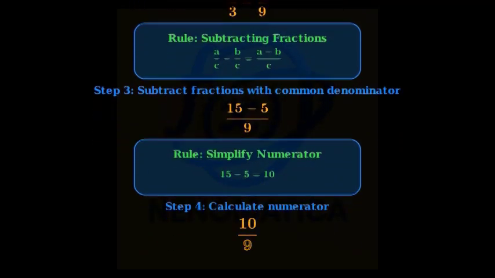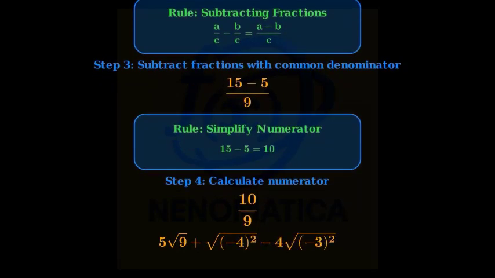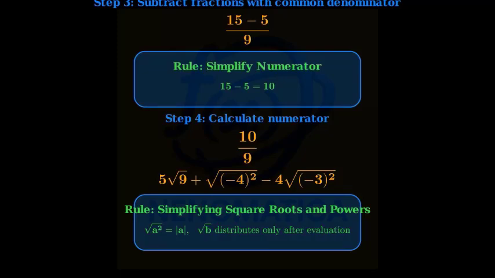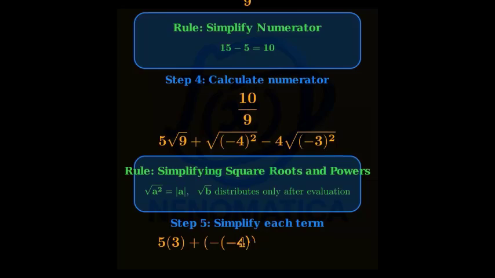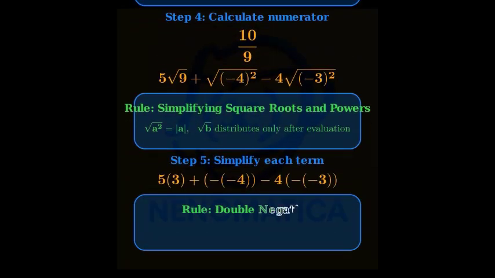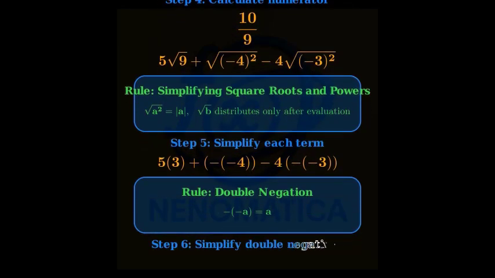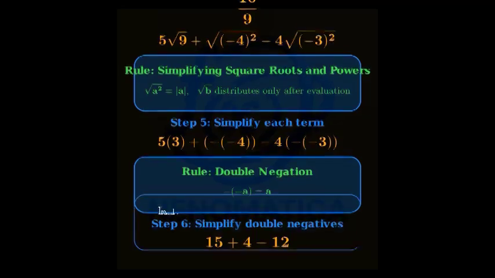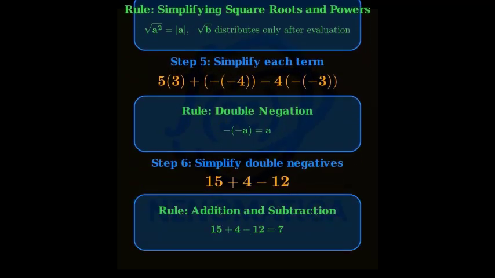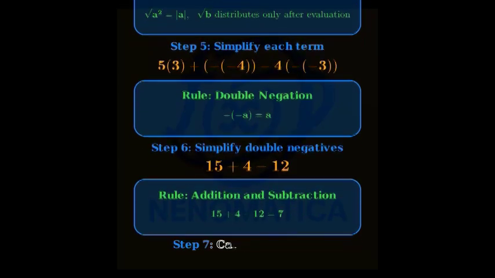Problem 2. 5 times the square root of 9 plus the square root of negative 4 squared minus 4 times the square root of negative 3 squared. Apply the square root and power simplification rule again. Step 5. Evaluate each square root. Use double negation again to remove the minus signs. Step 6. Compute. 5 times 3 is 15, plus 4 minus 12. Rule: perform the additions and subtractions left to right. Step 7. The result is 7.